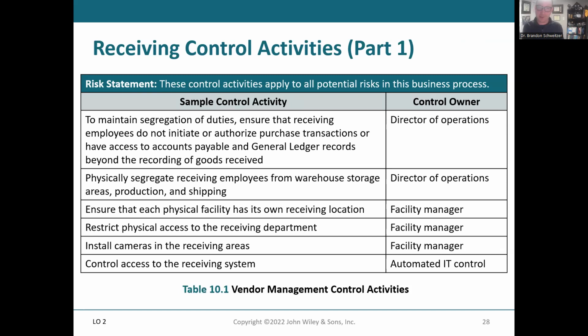Restrict the physical access to the receiving department. Yeah, that should go without saying. You don't want too many hands in the cookie jar because some cookies will go missing. Install cameras. Yeah, definitely. Cameras, any type of other monitoring devices, even biometrics. Those types of things are really useful. And of course, control access to the receiving system itself.